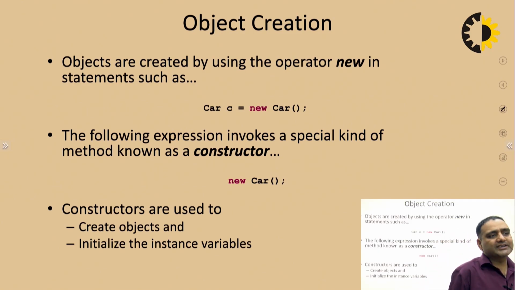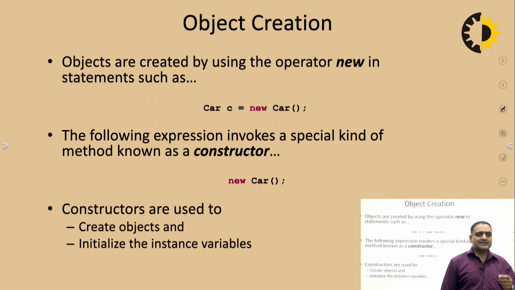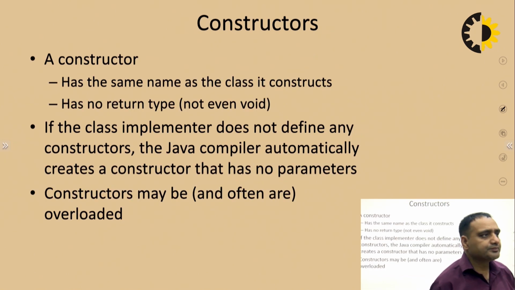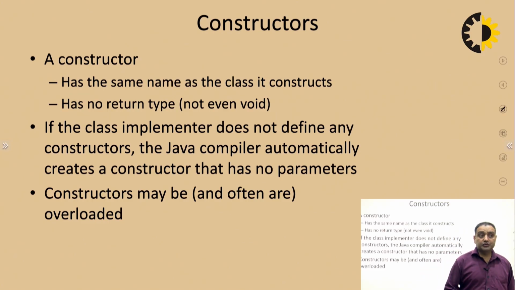The following expression invokes a special kind of method known as constructor, new car, left and right parenthesis semicolon. Constructors are used to create objects and initialize the instance variables. The constructors are used to initialize the instance variables which are created through the new operators. A constructor has the same name as the class it constructs, has no return type, not even void, that is int, char, float, double, boolean and void. That is, constructor has no return type, and the name of the constructor must be the same as the name of the class.